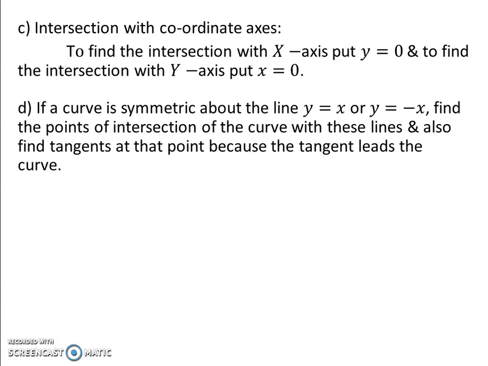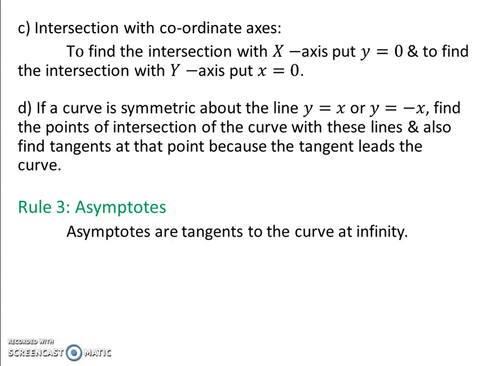These two are very simple in nature, symmetric and point of intersection. For every curve of Cartesian type, you can easily find out these two. The third one is a new concept for you, asymptotes. Now, what asymptote is? Asymptotes are tangents to curve at infinity. So at infinity, curve की जो tangents है उसको बोलते हैं asymptotes.